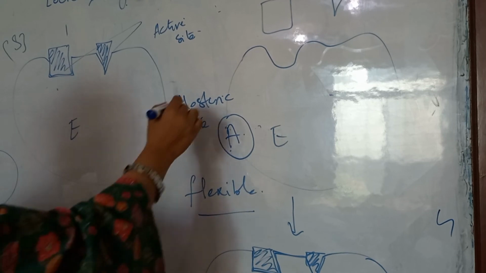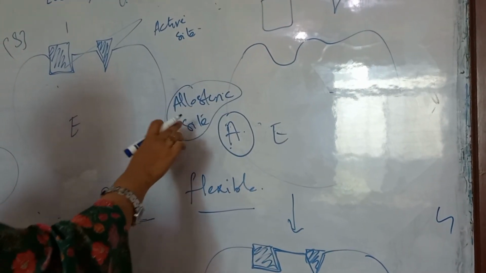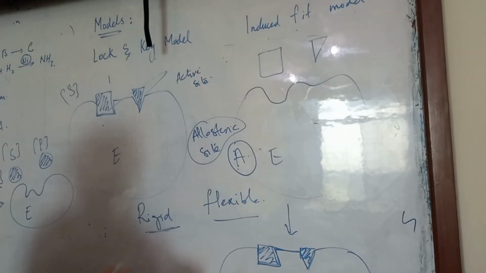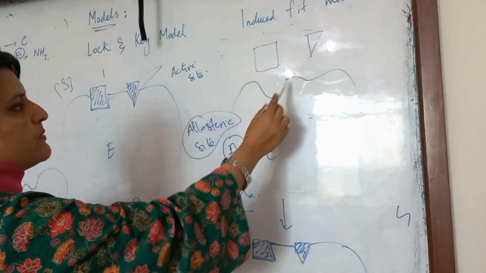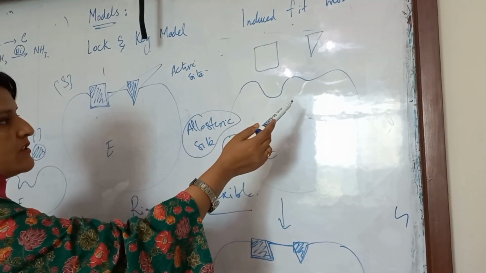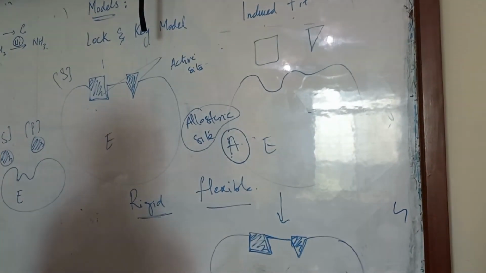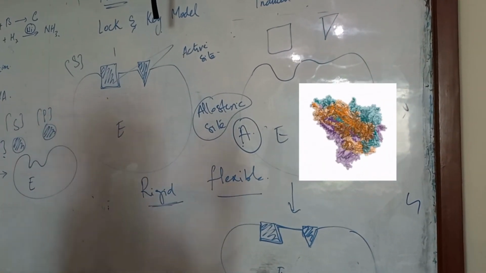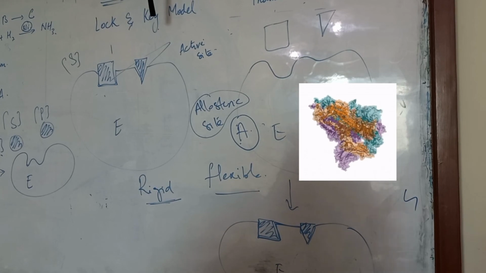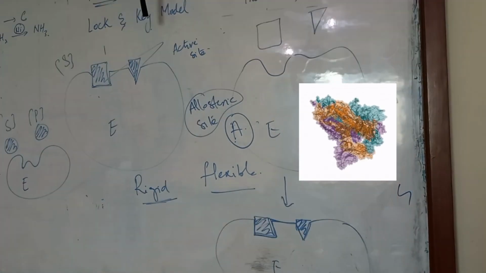So the allosteric site is other than the active site, but it also plays a role in the activity of the enzyme. Inhibitors or activators are the compounds that, when they bind to the allosteric site, change the shape of the active site. So when the shape of the active site is changed, the enzyme is not able to bind the substrate. So we can say that enzyme is a biological catalyst and it is almost always a protein.